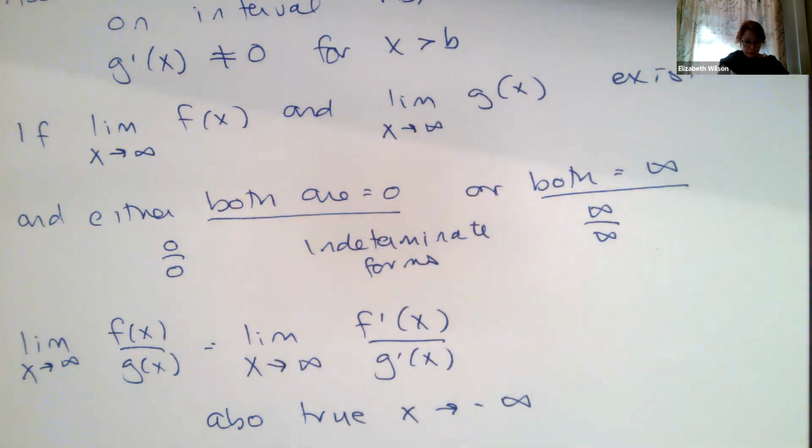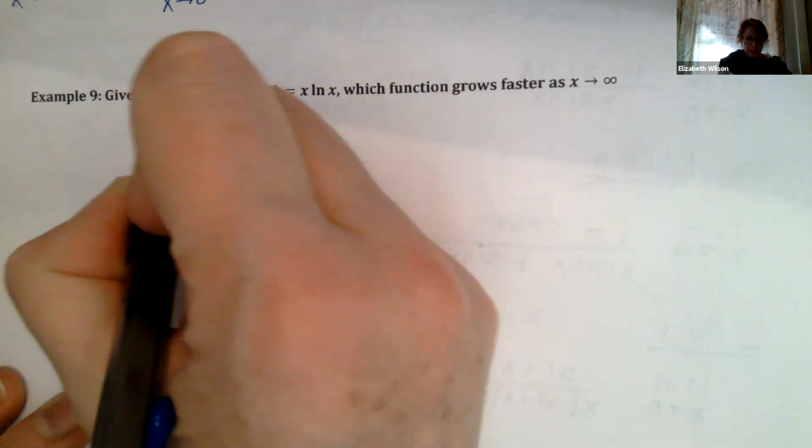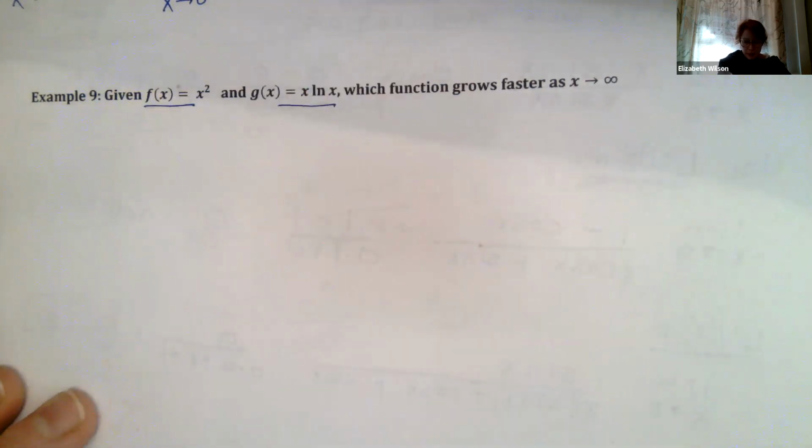Okay, so example number 9. We want to check, this is like what we were doing before in our examples. f of x equals x squared, g of x equals x ln of x. Which function grows faster as x goes to infinity?